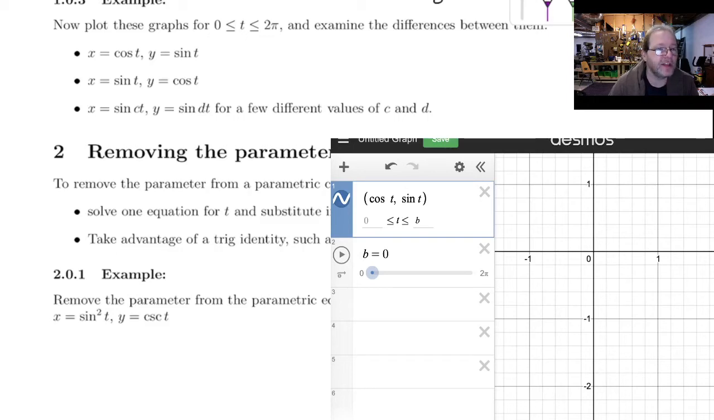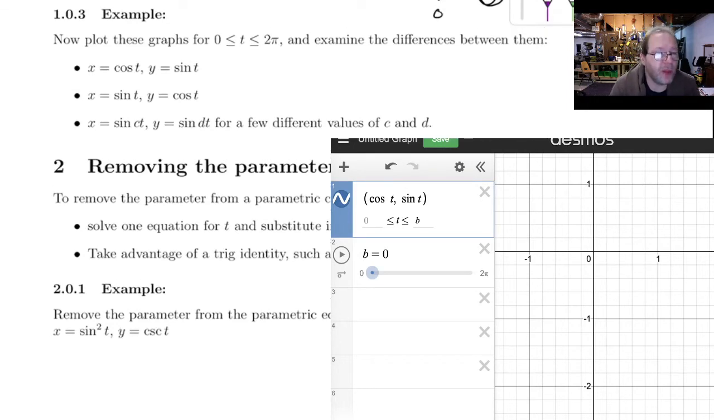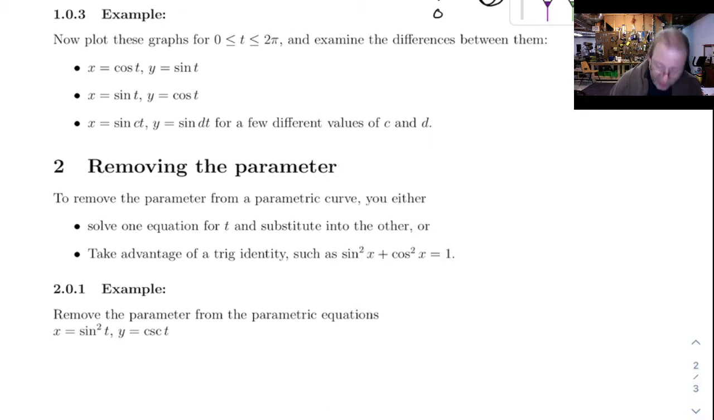All right, let's look at this example 103. On these, we're plotting similar things to what we did before, but now we're mixing the sines and cosines together. We've got cosine t and sine t. If we look at that, before we graph it, let's look at what's happening.